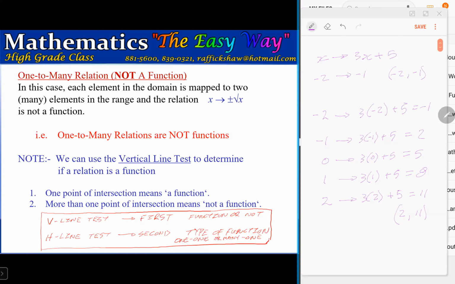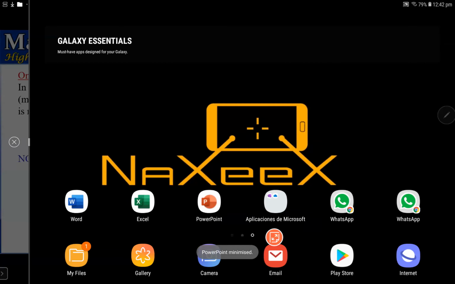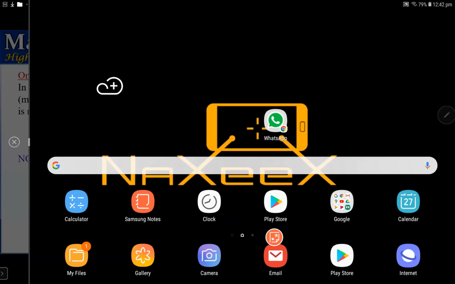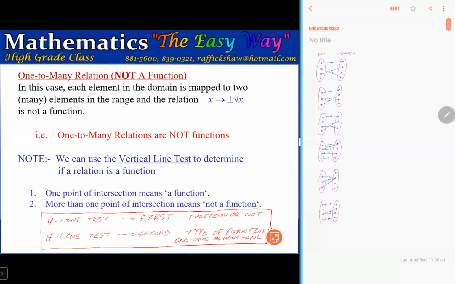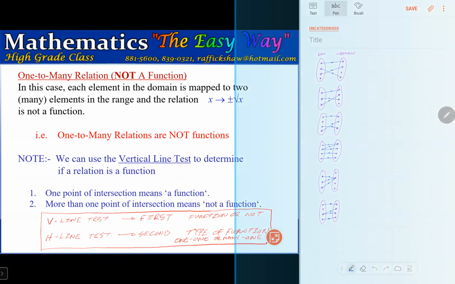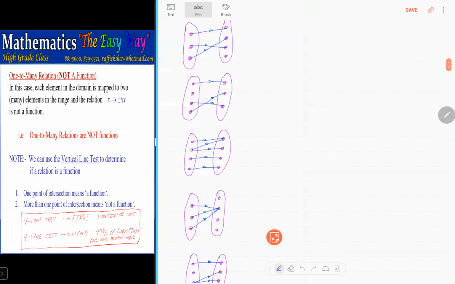I'm going to give you examples now. So watch this. Let's look at some examples now. I want to show you guys something. Let me show you something. All right, so we're going to look at this one first. Let's look at the mapping diagram first and then the graph. Oh, it's still a full screen.